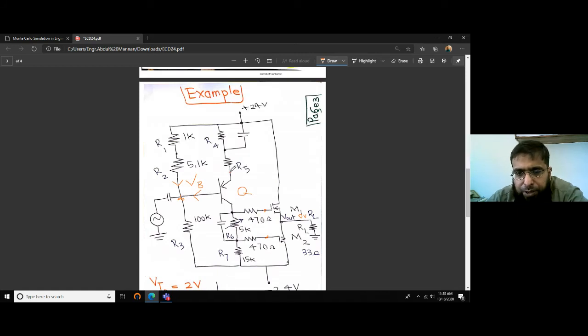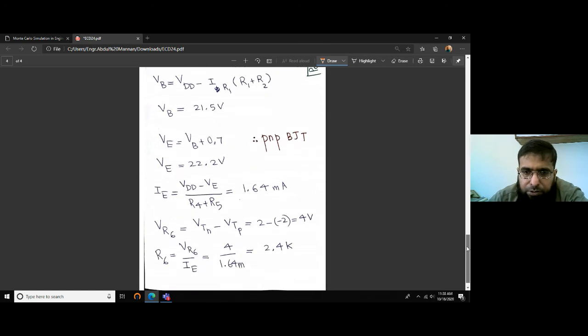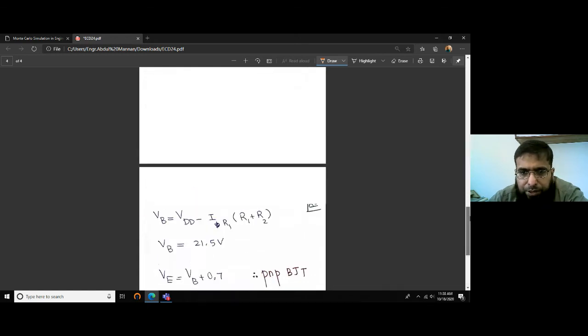VE here is larger than VB. In case of NPN transistors, VB is 0.7 larger than VE, but in case of this PNP transistor, VE is 0.7 volts larger than VB. So for a PNP BJT, VE is VB plus 0.7. So VE comes out to be 22.2 volts, and then of course we can compute IE.